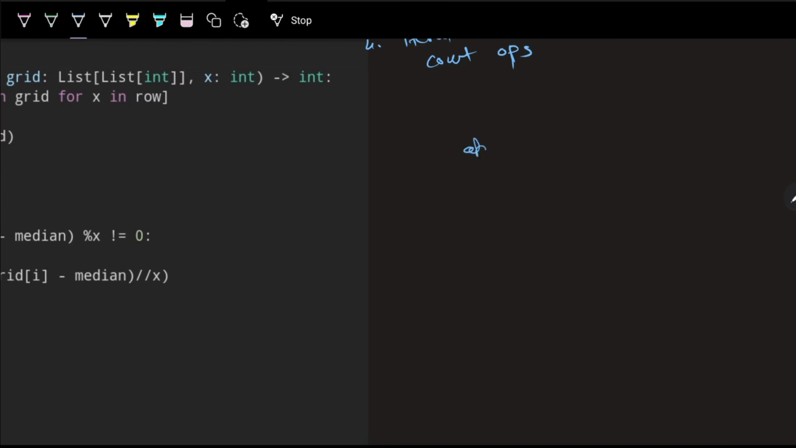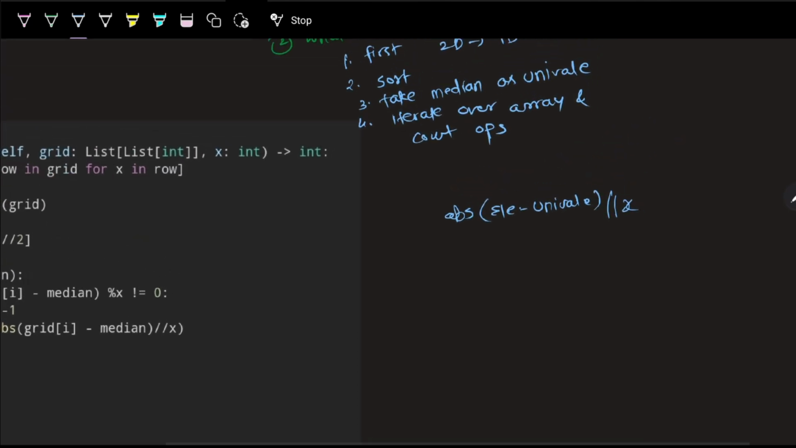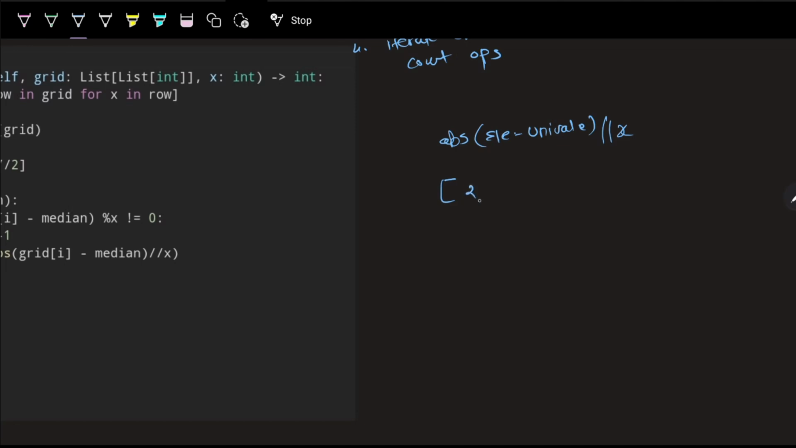How will you count operations? Same thing, right? The absolute of element minus unit value, divided by x, will give you the count. Make sense? So if you see 2, 4, 6, 8, my x is given here as 2, and for the median I have taken 6. So for the first element, the count of operations would be the absolute of 2 minus 6 divided by x, that is 2. Which is nothing but 4 by 2, which is again 2. This is how you calculate it.